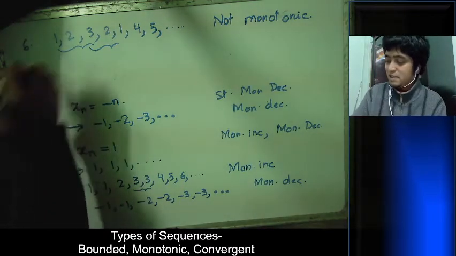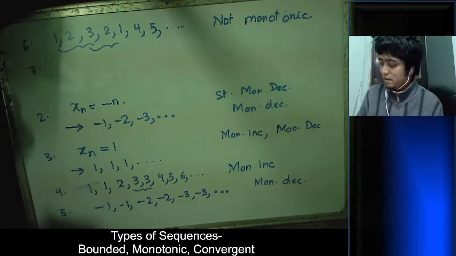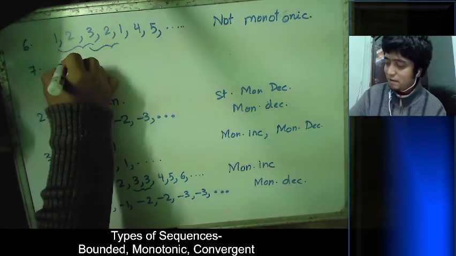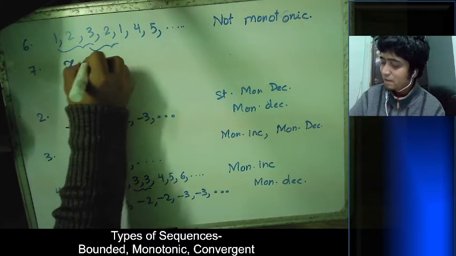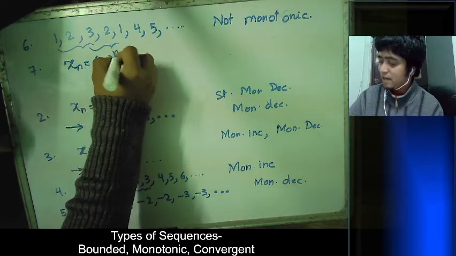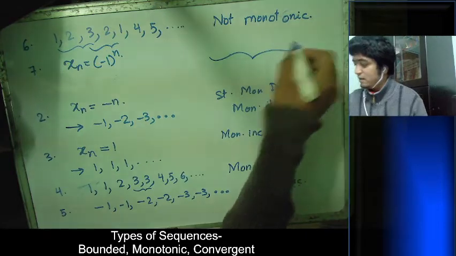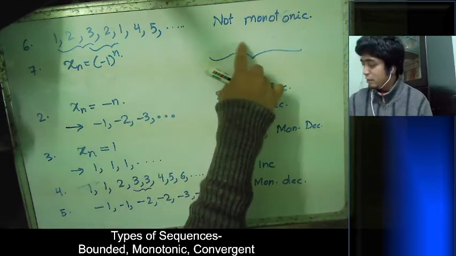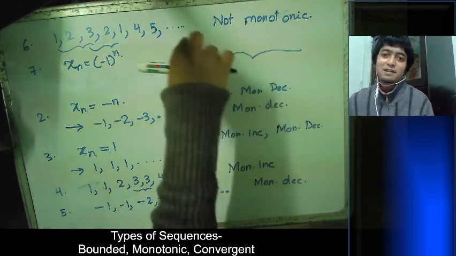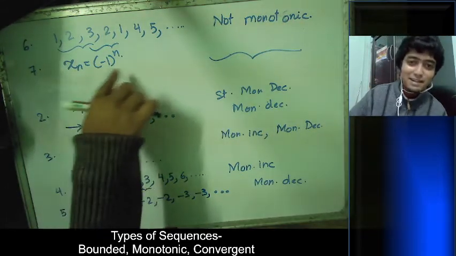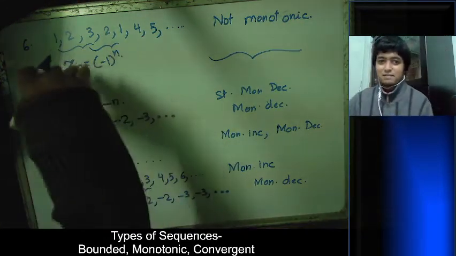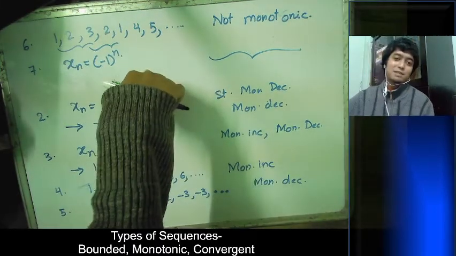What about number 7? In fact, this example is done. You can think of this one on your own. What if we write xn equal minus 1 power n? Think about it. Is this one monotonic increasing, decreasing, or is it not monotonic? You can write the expanded form first. Just find the terms of the sequence and then conclude.